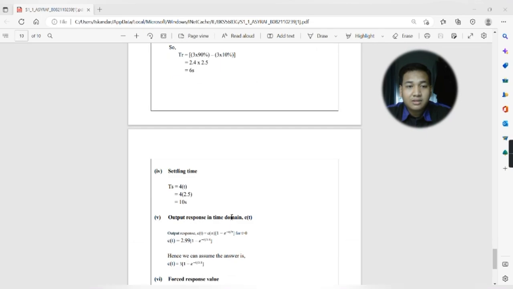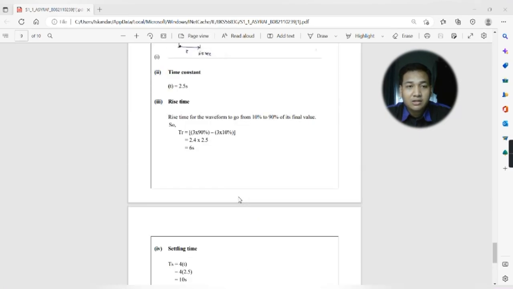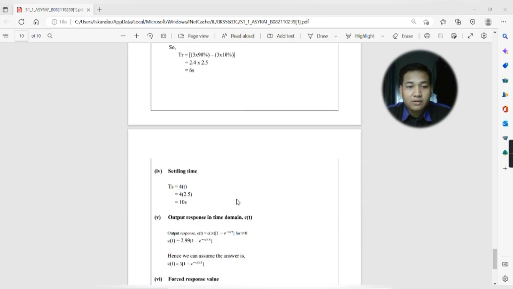For the settling time, we have Ts equals to 4 times the time constant. So we just substitute the value of the time constant that we got from the second question, which is 2.5. So 4 times 2.5 equals 10 seconds.